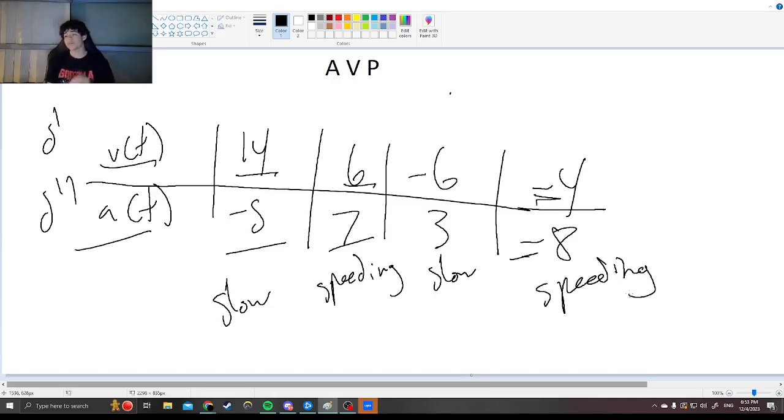So anytime your velocity and your acceleration are the same, it's speeding up. Anytime they're different, they're slowing down. The individual numbers do not matter at all. This could be +8 million. This could be -62, right? As long as one of them is positive and one of them is negative, it's slowing down. And as long as they are both the same sign, it could be both positive, both negative, doesn't matter, it's speeding up. Let's look at more applications.